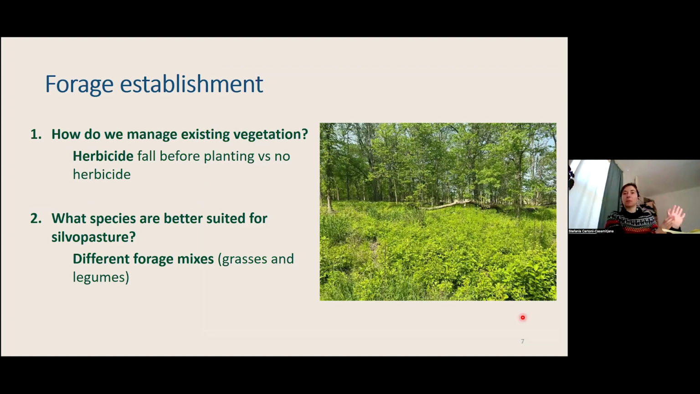So that's about the shrub control, but I'm here to talk more about the forage establishment. Now that we have the shrubs in varying degrees of control, we wanted to ask some questions about how to establish forage. The first question was how to manage the existing vegetation, because as you see here in the picture, even if we control the shrubs, we still have a lot of resprouts of the shrubs or other forbs that will be competing with forages. And the other question is what species are better suited for silvopasture? There is some information about species that might be tolerant to shade, but there isn't a lot of comparison between species, so we wanted to do this.